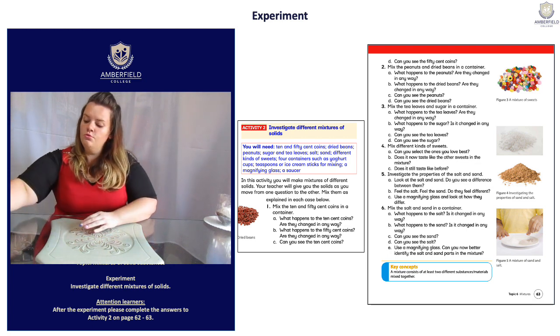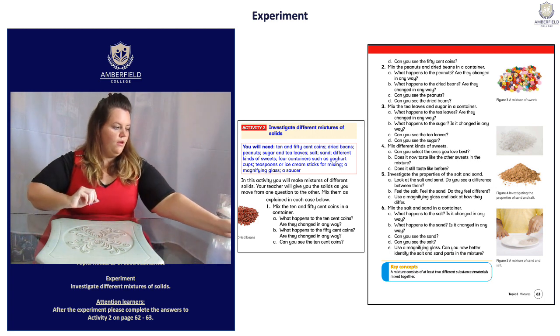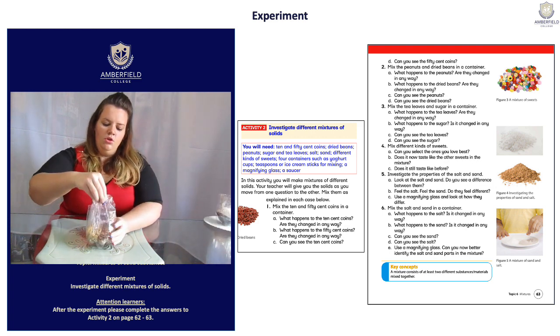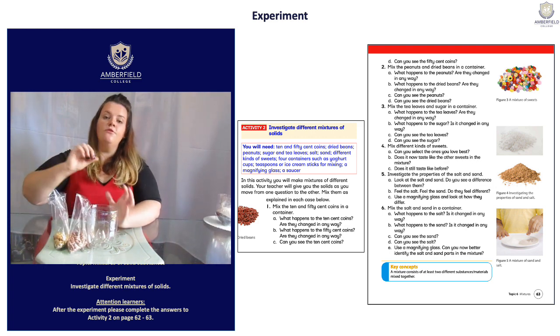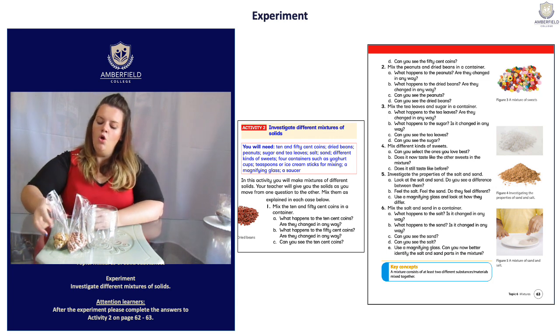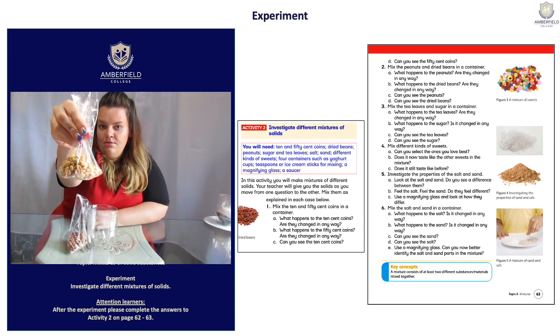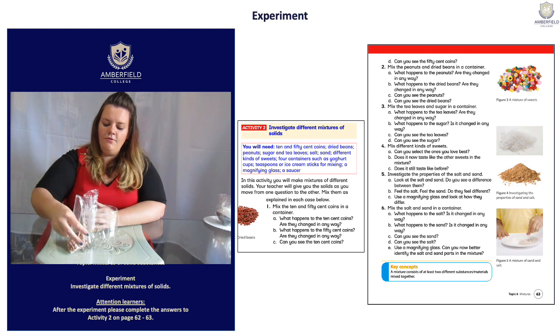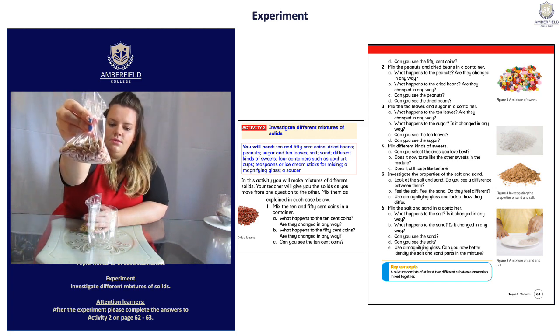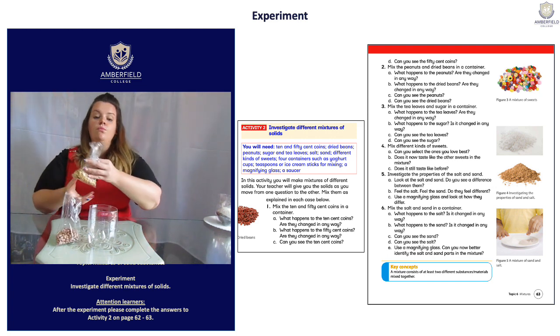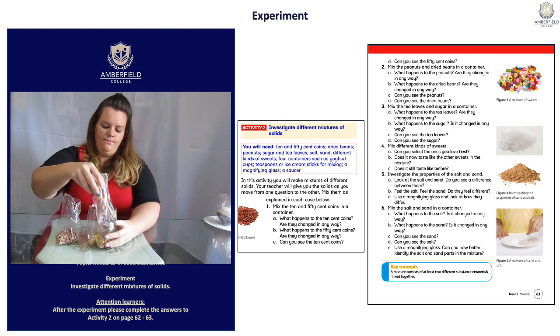Now we move on to the next one. We now have two different materials: peanuts and dry beans. Now we're going to mix them in our container.